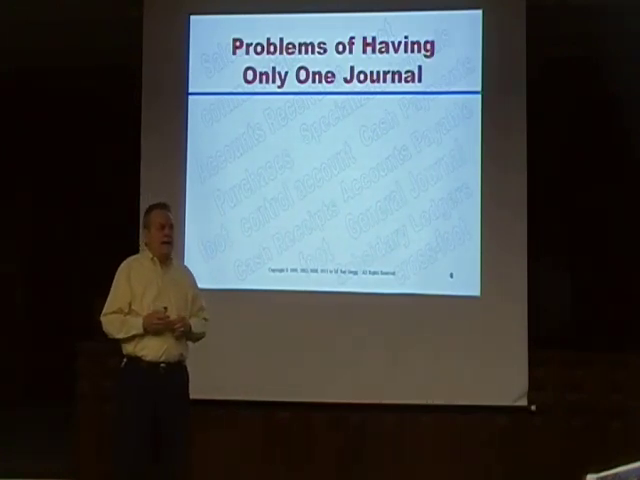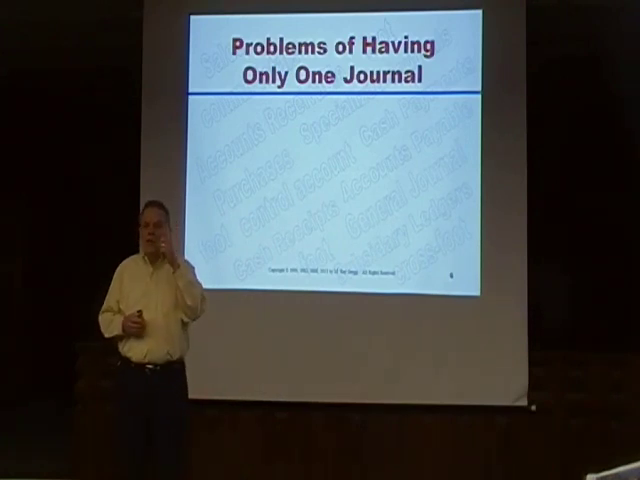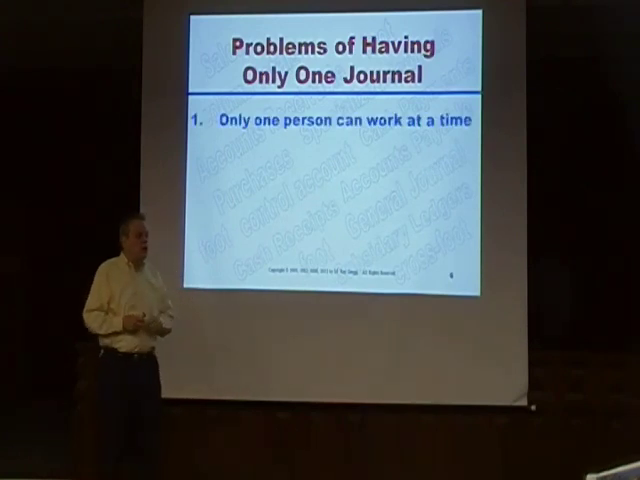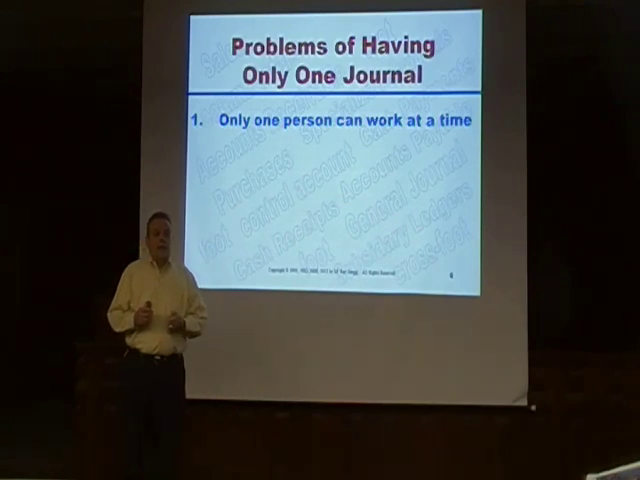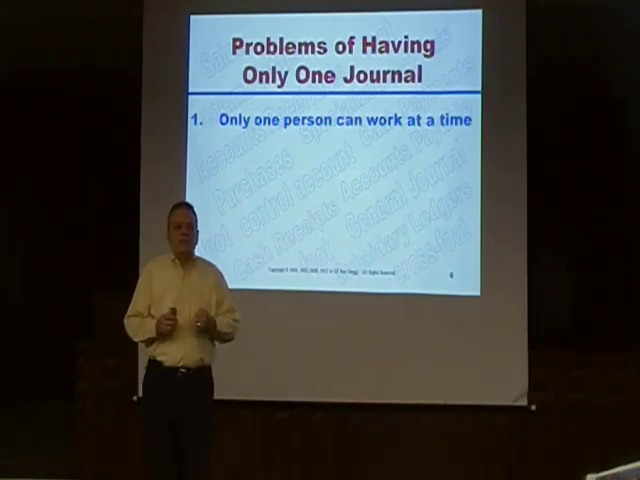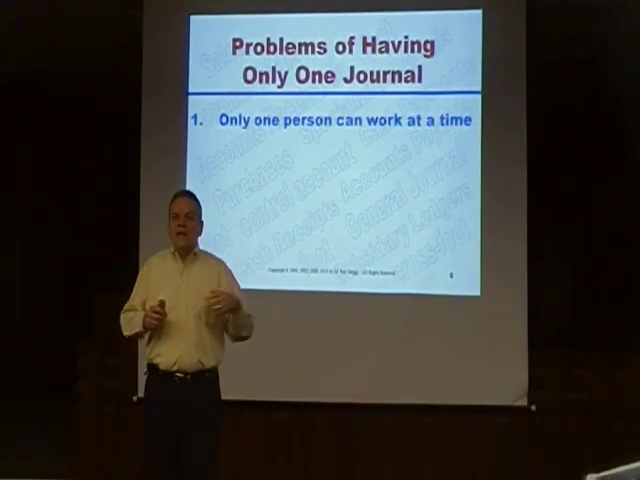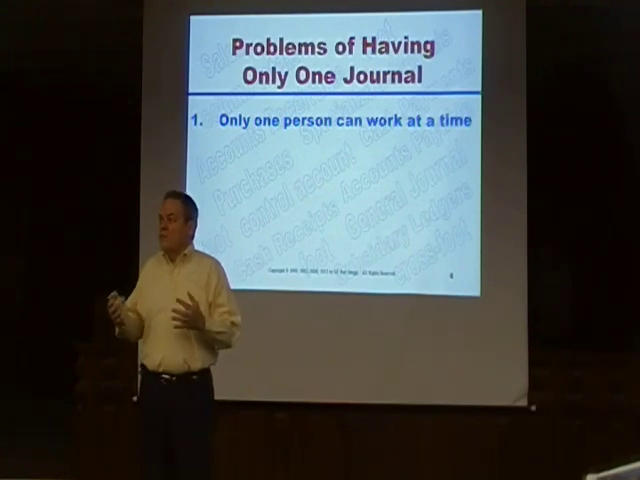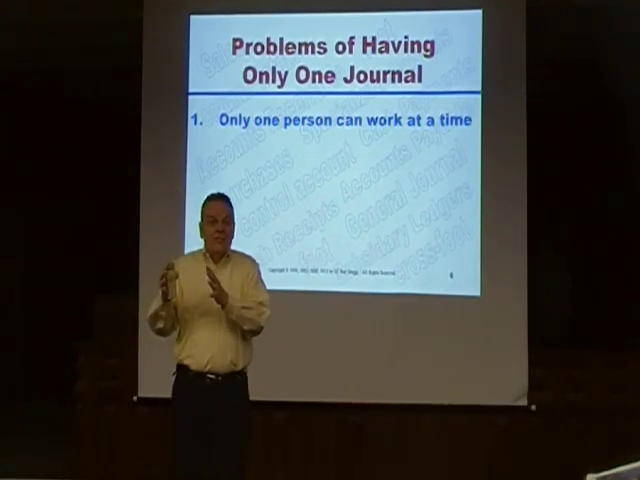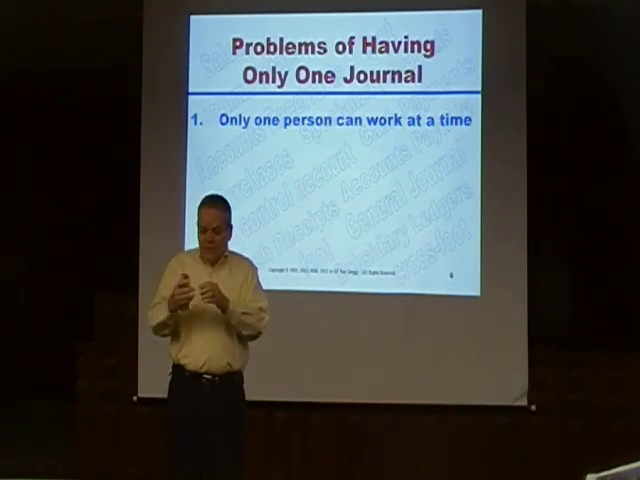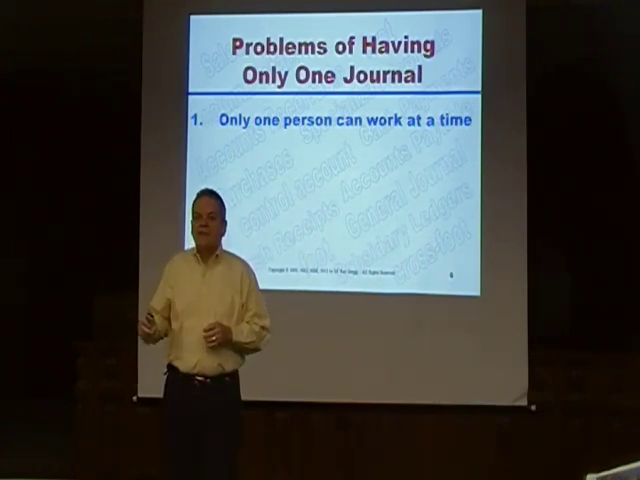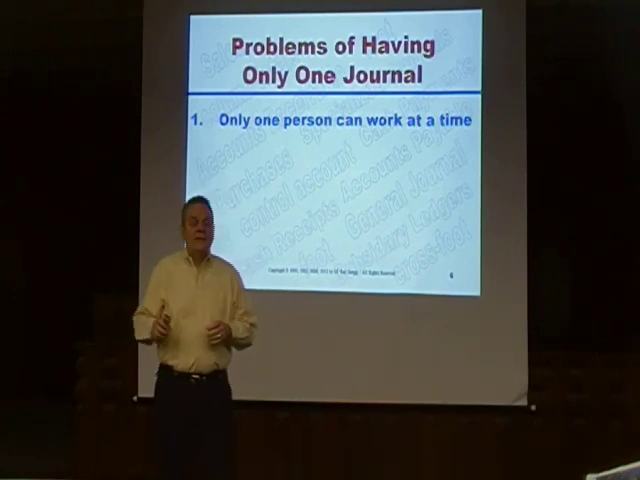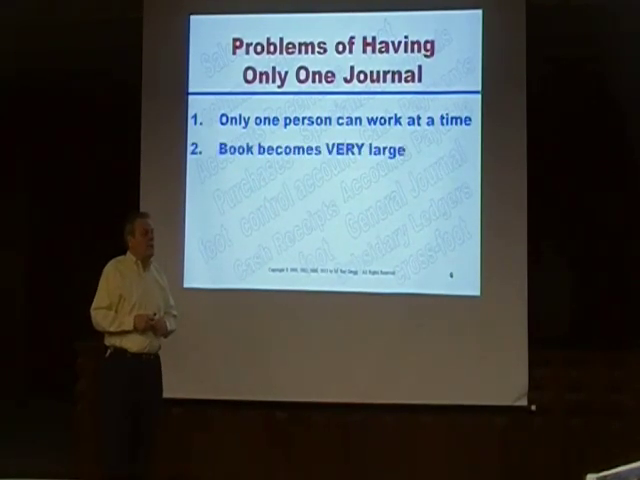A glance back. What's the problem with having the one journal that we've had up to now? If we have just one journal, then only one person can work on it at a time. That means that the thousands of transactions that Walmart across the street is entering into at this moment, or all day today, would have to be recorded by one little person sitting in the back room getting a cramp in their hand writing so fast. Y'all with me here?